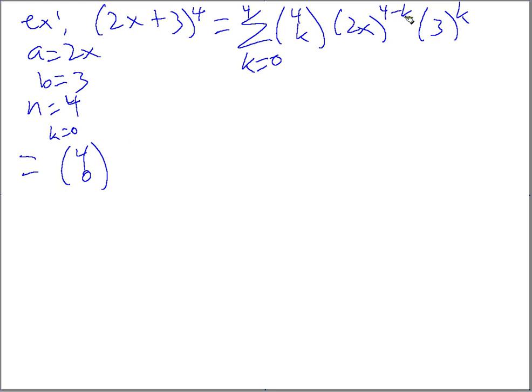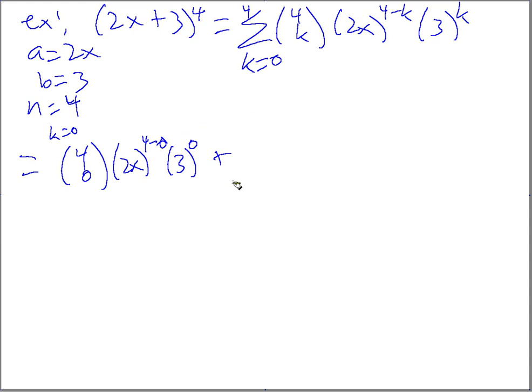2x to the what? 4 minus 0. So we're going to have 2x to the 4 minus 0. And 3 to the what? 0, right? Because k is 0 here to start with. So 3 to the 0 power. Plus, right? Because we're adding, this is a sum.